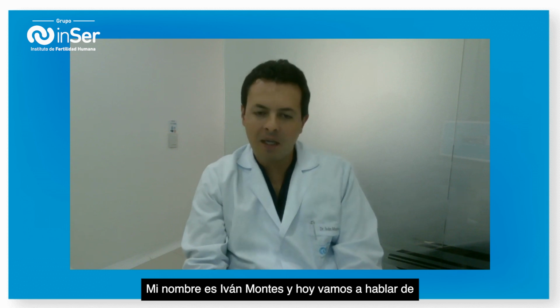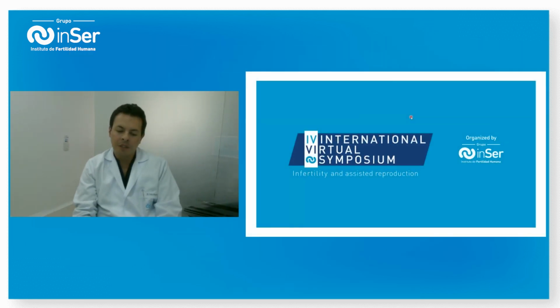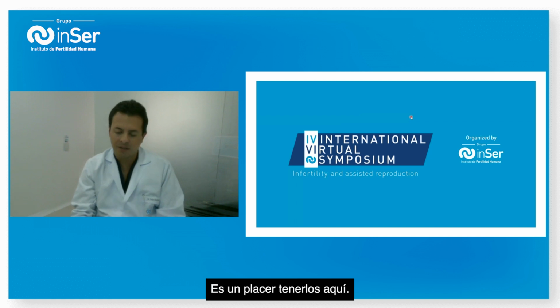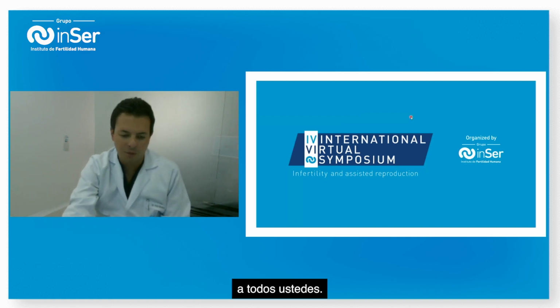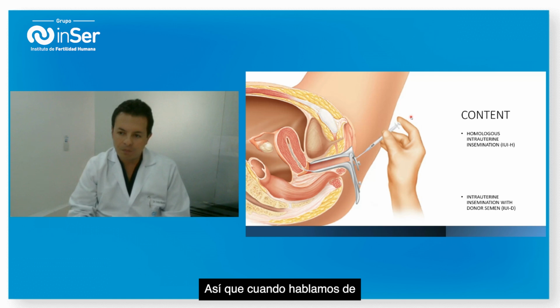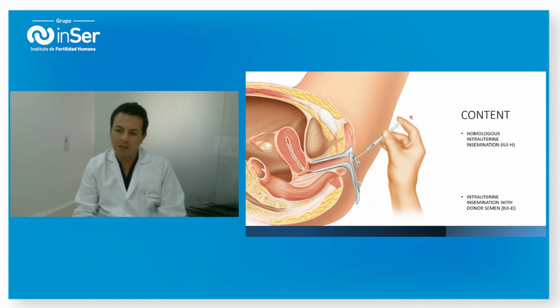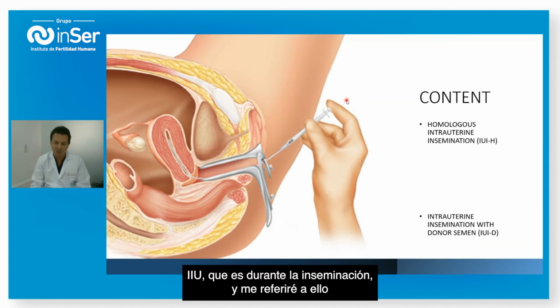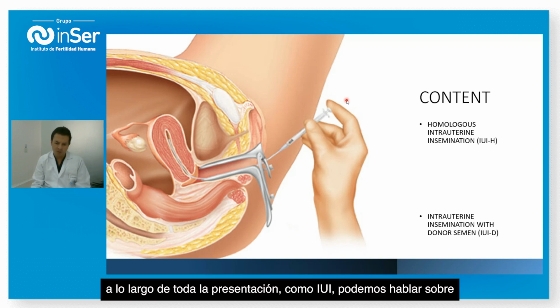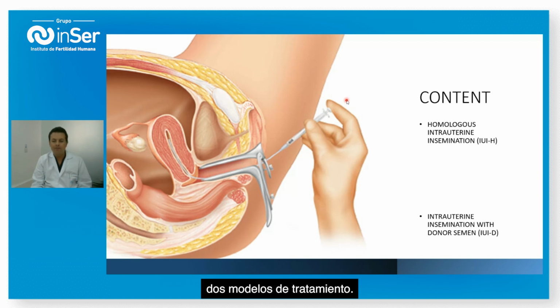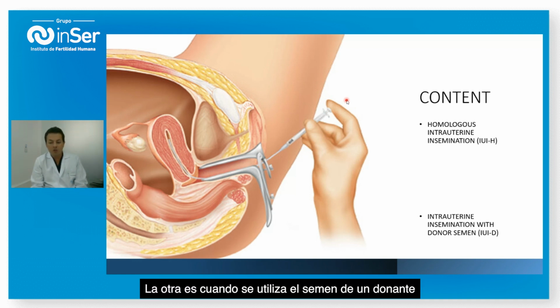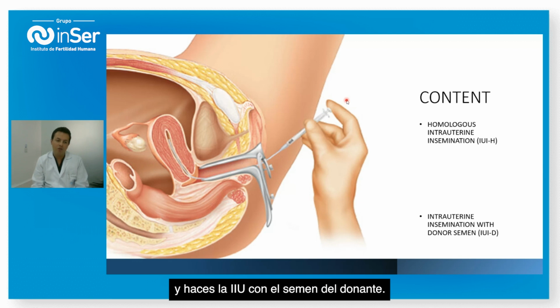My name is Ivan Montes, and today we're going to talk about intrauterine insemination. It's a pleasure to have you here, to all of you. So, when we talk about IUI, which is intrauterine insemination, and I will refer to it through the whole presentation as IUI, we can talk about two models of treatment. The first one is when you use the sperm of the couple of the woman. The other is when you use a donor semen and you do the IUI with the donor semen.